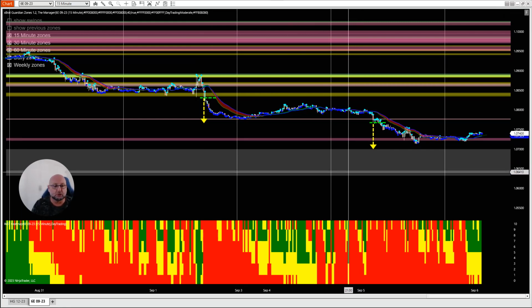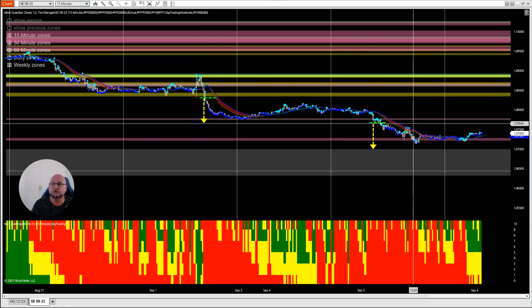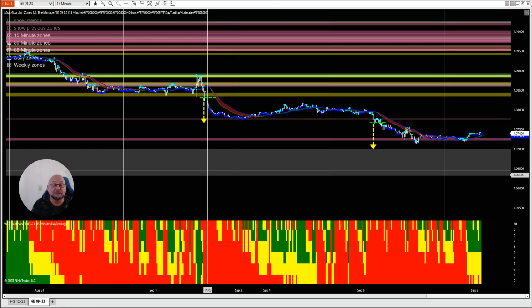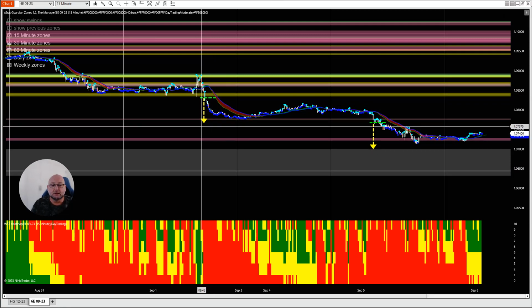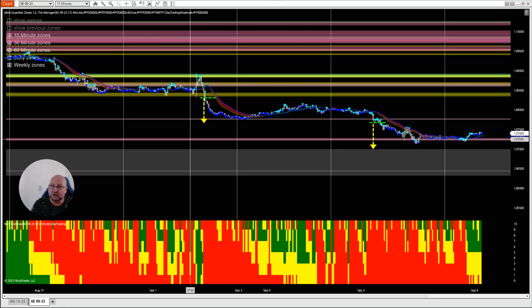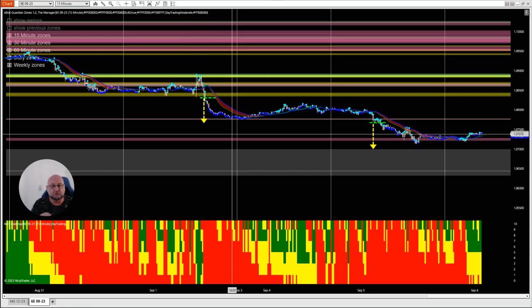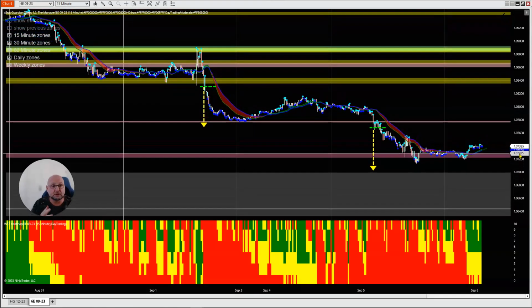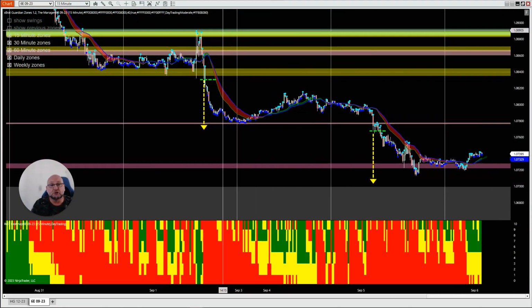So first of all, I've zoomed out so you can see that the grey zone that we've got down here is a big daily zone, okay? The pink or magenta are 60-minute zones. The native zone that we have is the 15-minute, so that's coloured in yellow. And you can just see at the top here, we've got a convergence of a 30-minute zone, which is green.